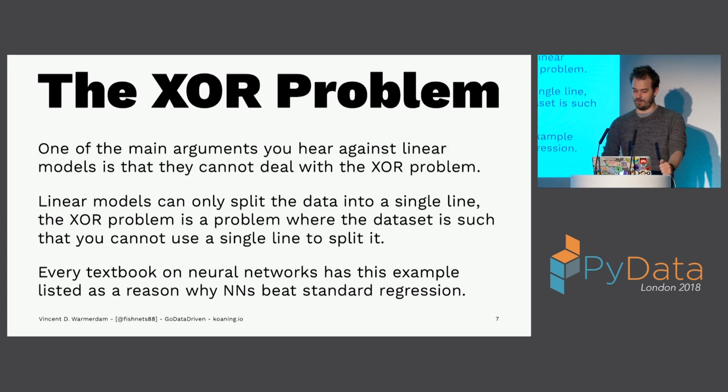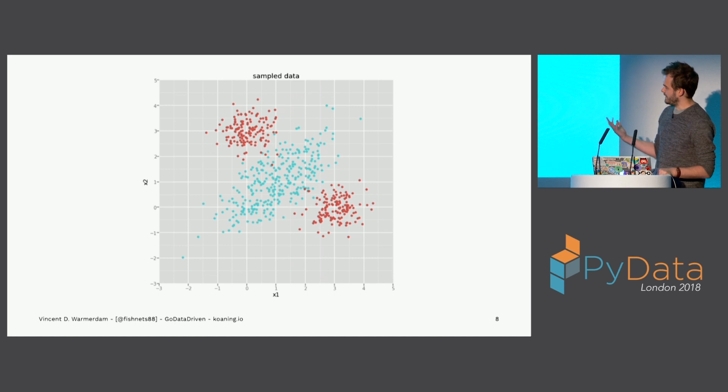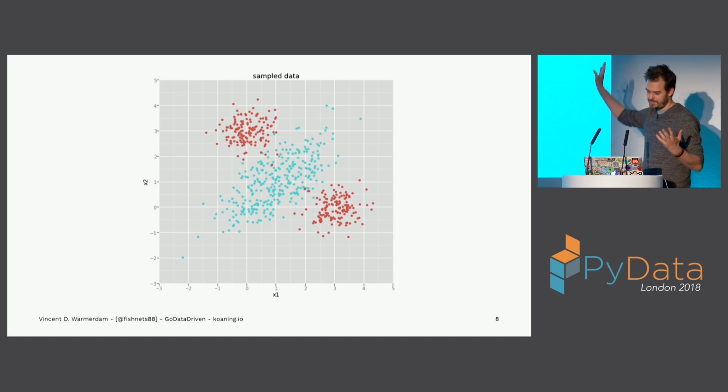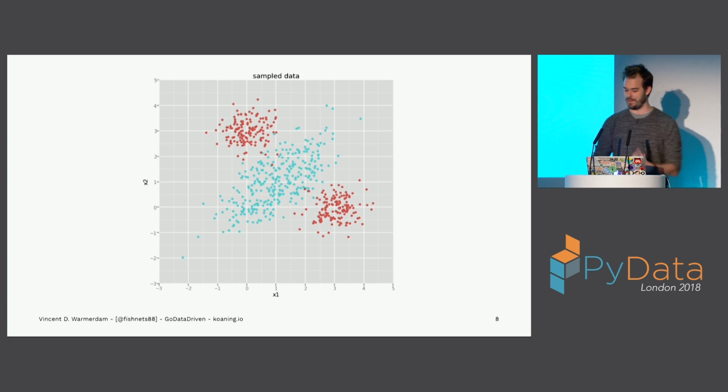So, the XOR problem. You probably have a book on neural networks, and one of the main arguments you typically hear on why you should use a nonlinear model as opposed to a linear one is that you cannot deal with the XOR problem. It's a textbook example, and it's something like this. Let's say that our task is to predict the blue points and separate them from the red points. People will say you need a nonlinear model for that, because there's no line that will separate the classes. So let's do an experiment.